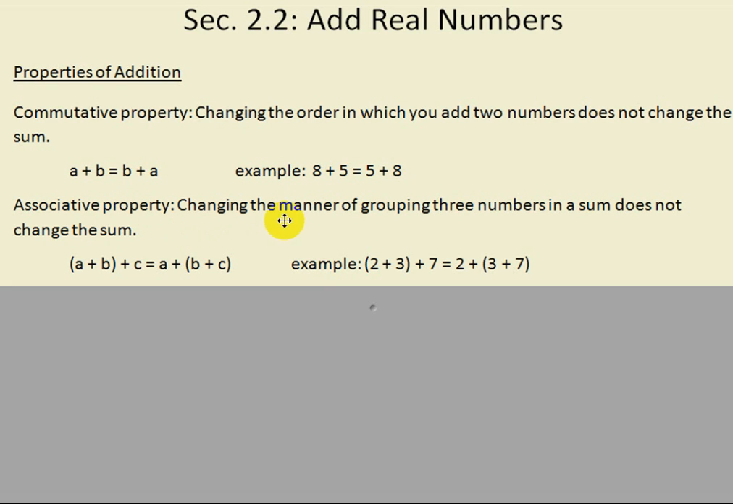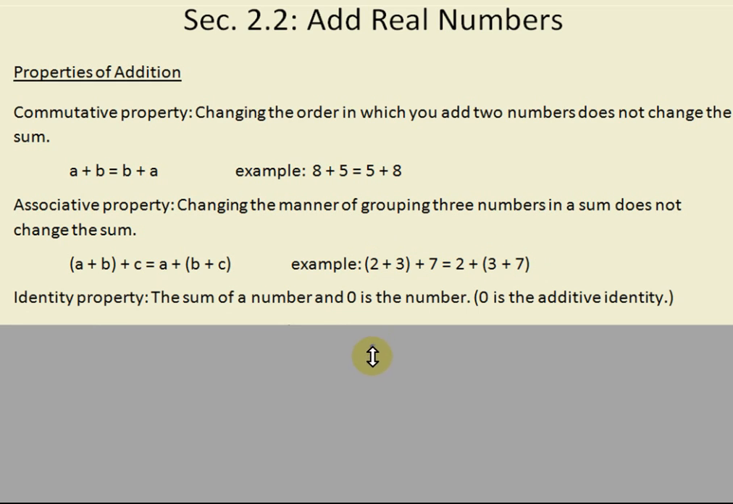The associative property says that we can change the manner of grouping three numbers and still get the same answer. So again, algebraically, we can group our a plus b in parentheses and then add c, or we can group the b plus c in parentheses and add a to that sum, and we get the same result. Another example here, numerically: 2 plus 3 gives us 5, plus 7 would give us 12. If we add the 3 plus 7 first, we get 10, but we still end up with an answer of 12 when we take 2 plus 10.